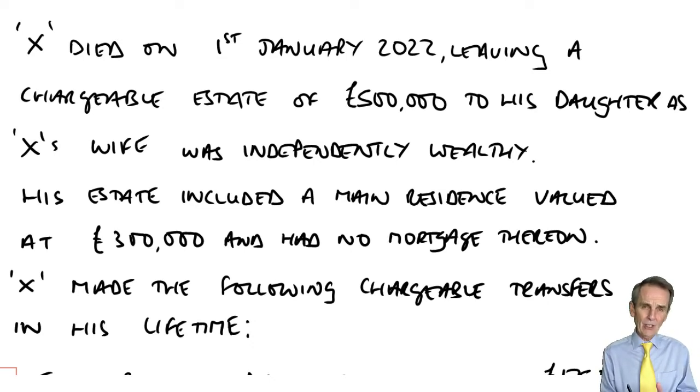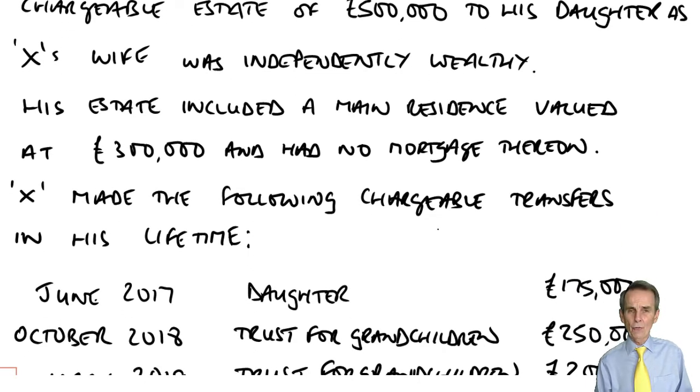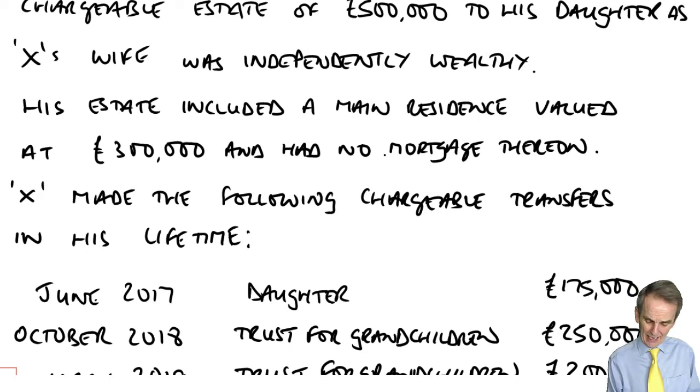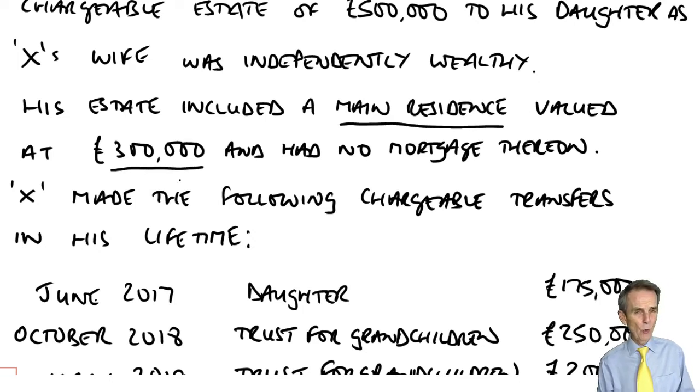But if there's no previously deceased spouse, then there's no question of any unused nil rate band, or indeed even residence nil rate band applying here. There's only going to be X's own nil rate band and residence nil rate band, if that is appropriate. And we don't have to wait too long to find out whether or not the residence nil rate band is appropriate, because we're told that his estate included a main residence, valued at £300,000, and it had no mortgage thereon, so there's nothing to deduct from that value.